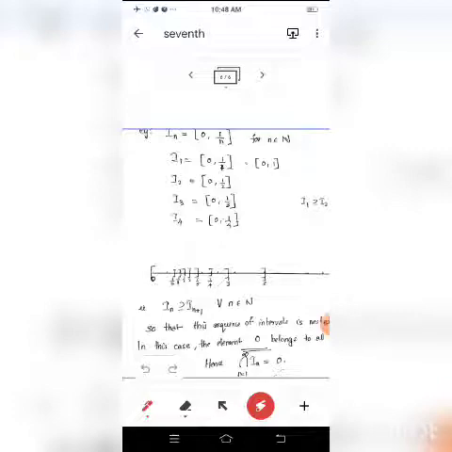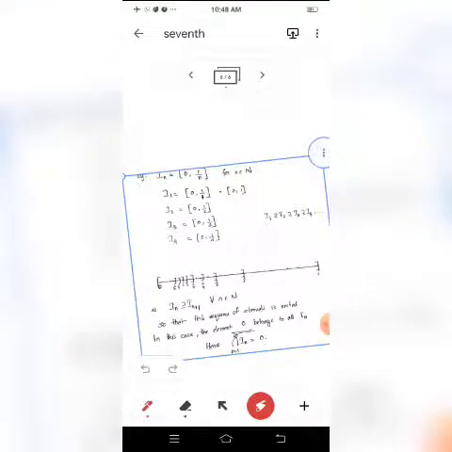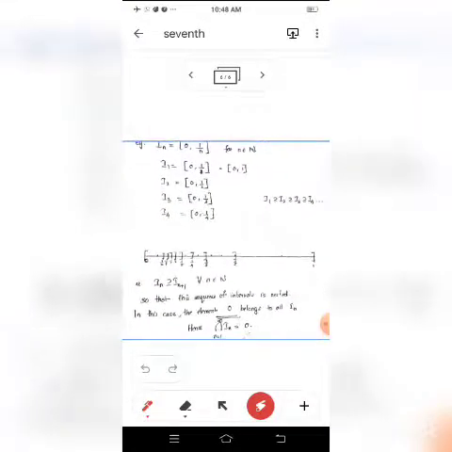When n is equal to 3, we get the interval I3, the closed interval 0, 1 by 3. Similarly, when n is equal to 4, we get the closed interval 0, 1 by 4. Now, what is the peculiarity of these intervals? The first interval I1 is 0 and 1.